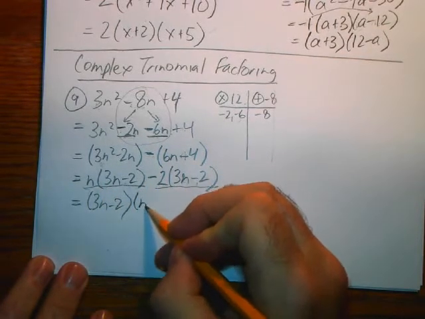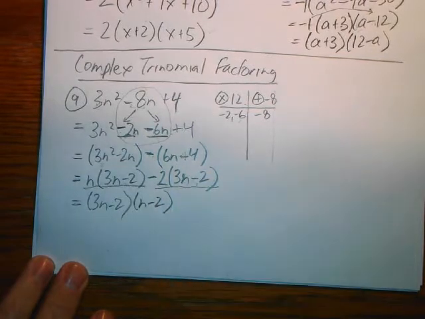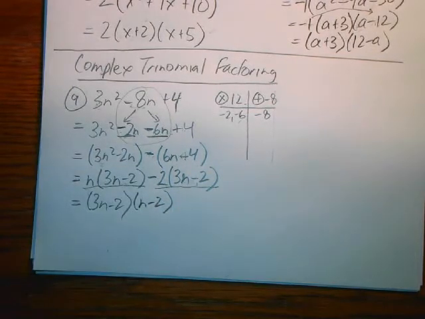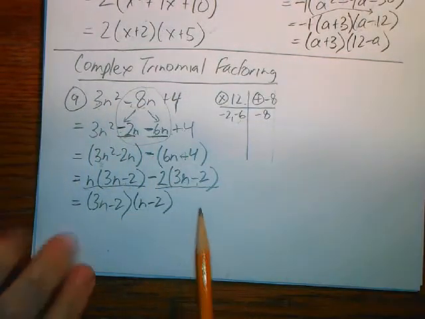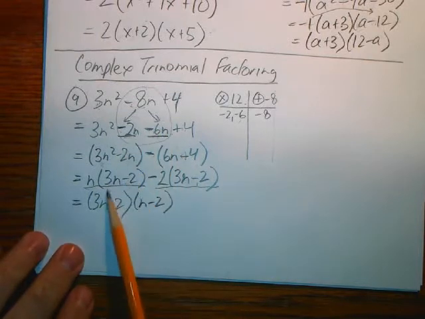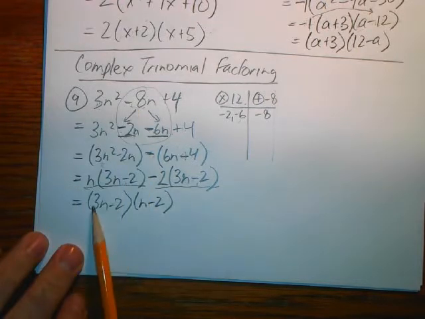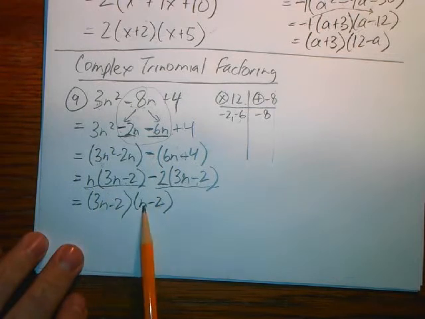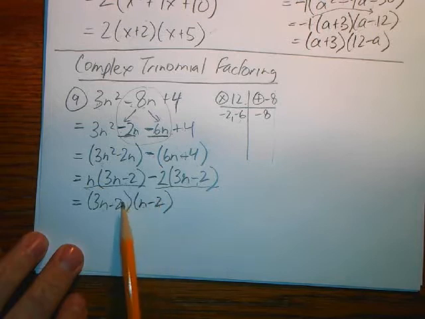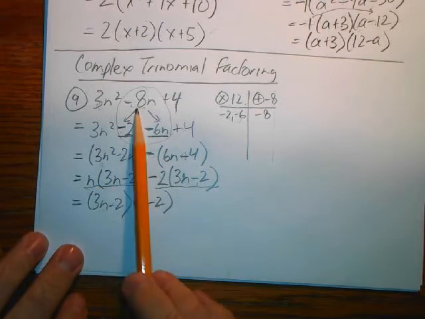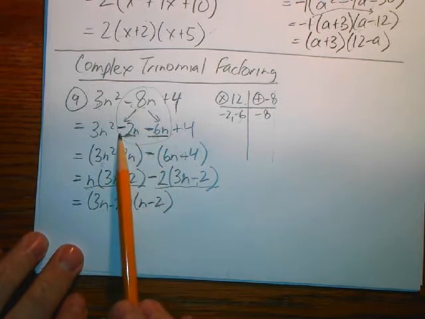So that would be how you do complex trinomial factoring using the decomposition method. And again, check your work. Multiply this out with your FOIL, and you're going to get back to that. So I have a 3n squared, I have a negative 6n, a negative 2n, and a positive 4. Negative 6n plus negative 2n gives you this. And you can see those two numbers came from this FOIL down here as well.